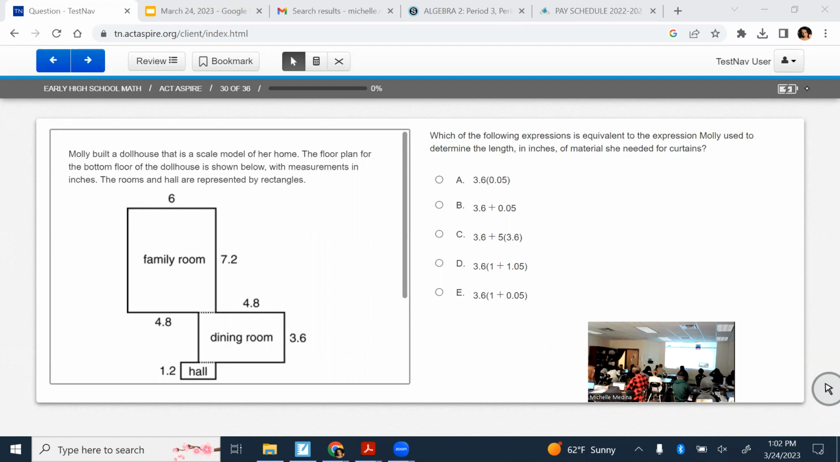So Molly built a dollhouse. That's a scale model floor plan for the bottom floor of the dollhouse is shown below with measurements in inches. The rooms and halls are represented by rectangles. Same situation for a few of the questions. This question says, which of the following expressions is equivalent to the expression Molly used to determine the length in inches of material she needed for the curtains?